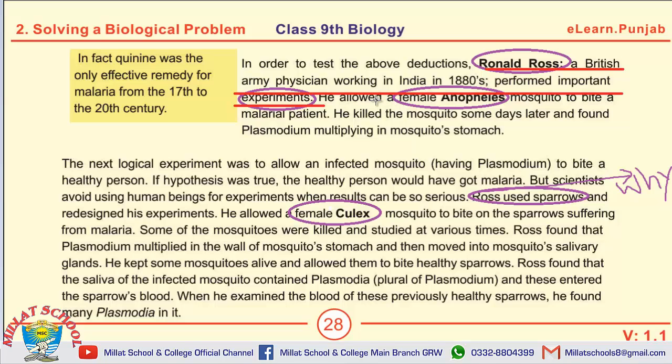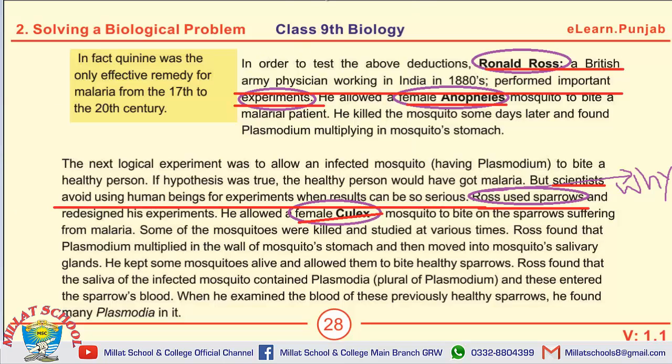The next question is, which mosquito spreads malaria in humans and which mosquito spreads malaria in animals? Female Anopheles in humans and female Culex in animals. And the next question is, why did Ross use sparrows in his experiments? Because scientists avoid using human beings for experiments when results can be so serious. So Ross used sparrows in his experiments.